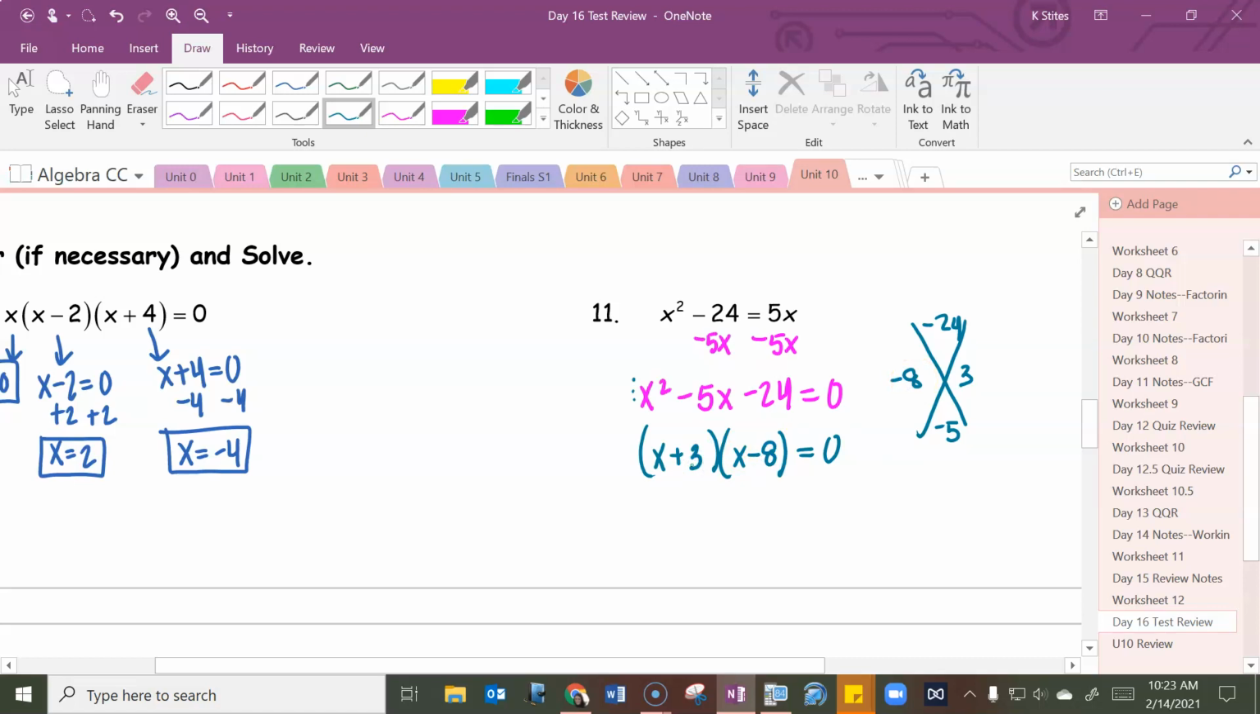Okay, but we're not done yet because we still need to solve because of that equals 0. So now we set both of these guys equal to 0. And we're going to subtract our 3 over and add our 8 over. And there are your 2 solutions.